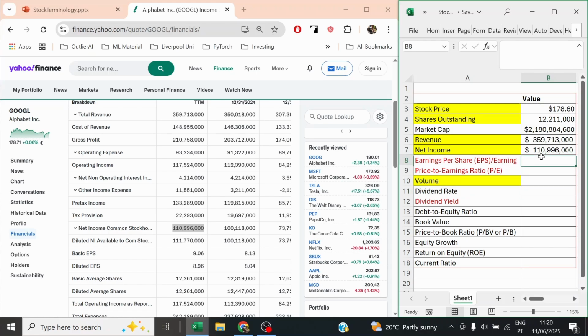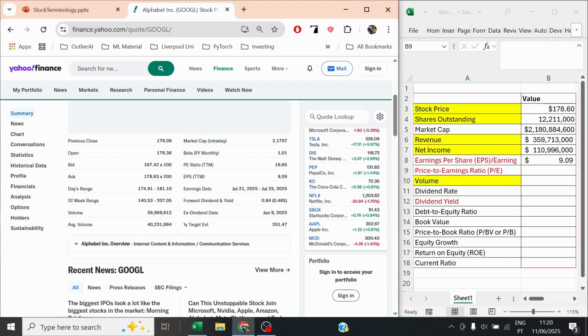So to calculate EPS is actually simple as well. It should be equal to the net income over the number of shares outstanding. Okay, because EPS is an important number, it is usually reported as well.